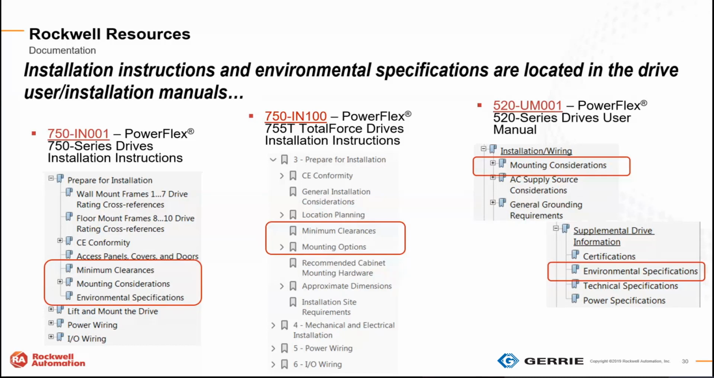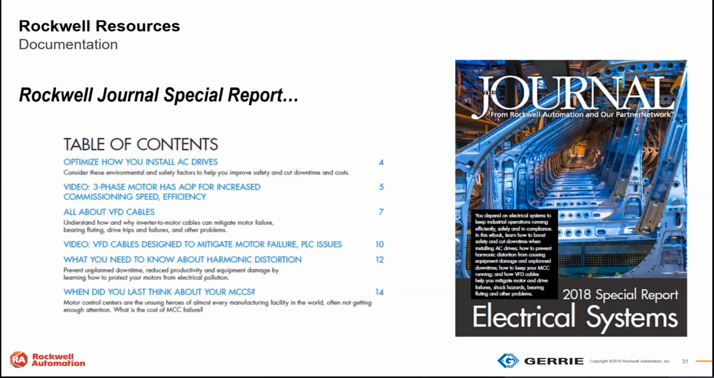And then we have just the general installation manuals for the drives. So the 750 IN001, again, minimum clearances as far as that panel. How much space can I leave in there? Mounting considerations. Same with the 520 user manual mounting considerations. Again, more of an issue at the 520 drive, as far as distances between drives, as well as space between drive and panduit, that type of thing. And then I put in here the 755T. That's the active front end drive. Just some different considerations there as well.